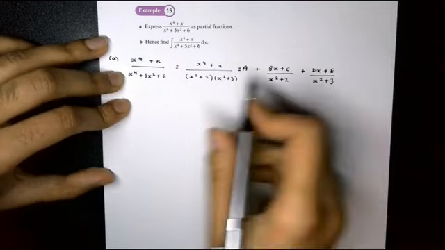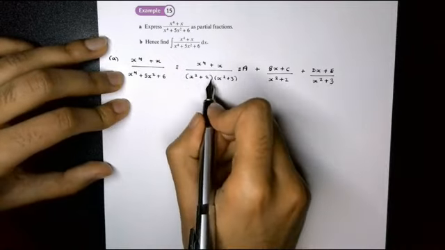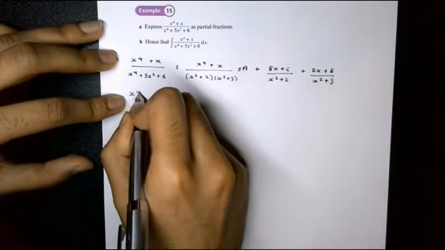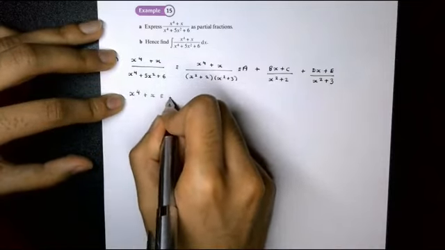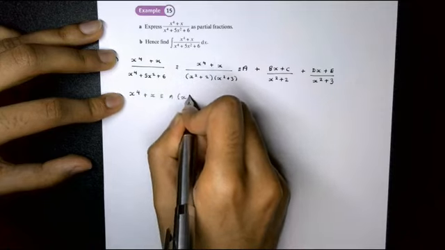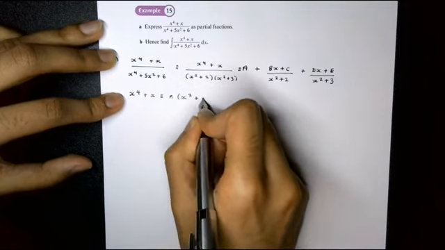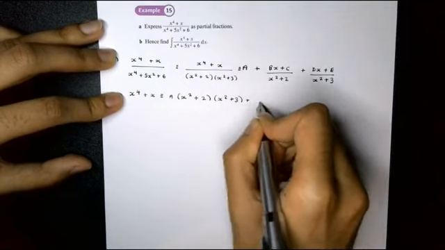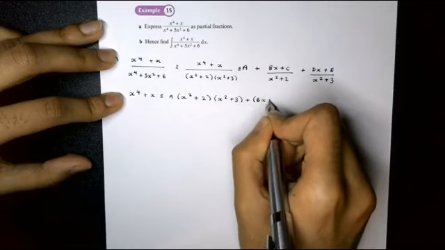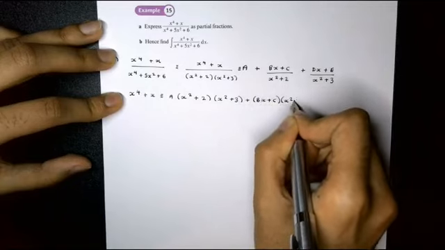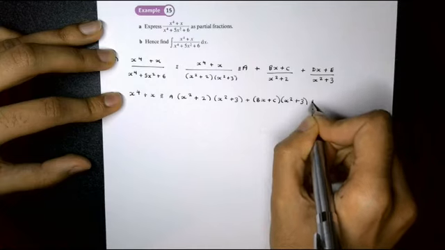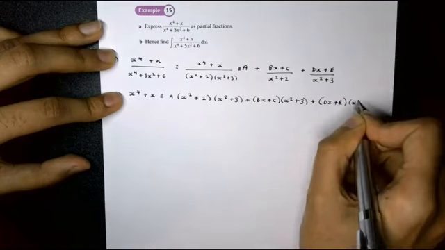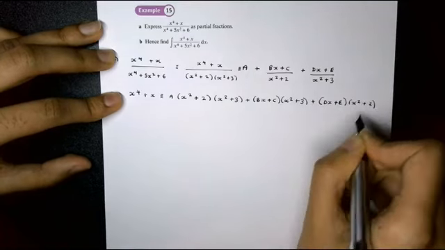Now let's multiply everything by x squared plus 2 lots of x squared plus 3. So if we do that, we've got x to the 4 plus x. This is equivalent to a lots of x squared plus 2 lots of x squared plus 3 plus bx plus c lots of x squared plus 3 plus dx plus e lots of x squared plus 2.